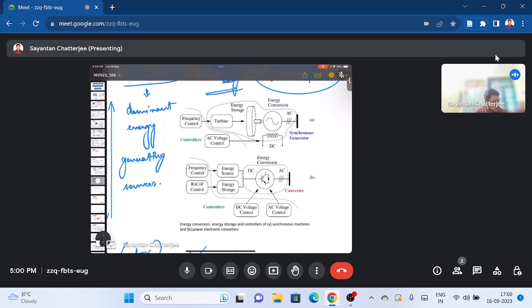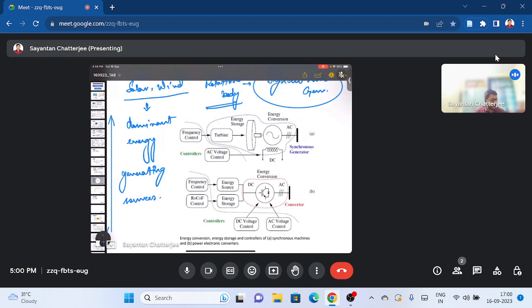This is the topological diagram that we can see: this is the frequency control device, turbine generator, this is the energy conversion, and this is the DC exciting field, which is feeding to the grid side. So this is the main rotational body, the energy conversion device or the generator rotating mass, that is giving support to maintain the frequency at a constant level.